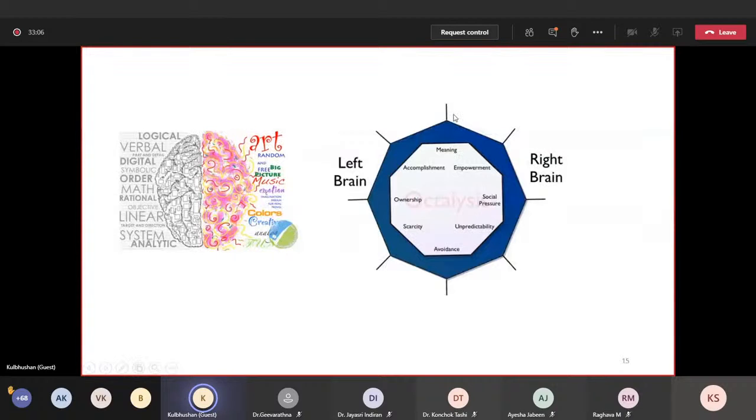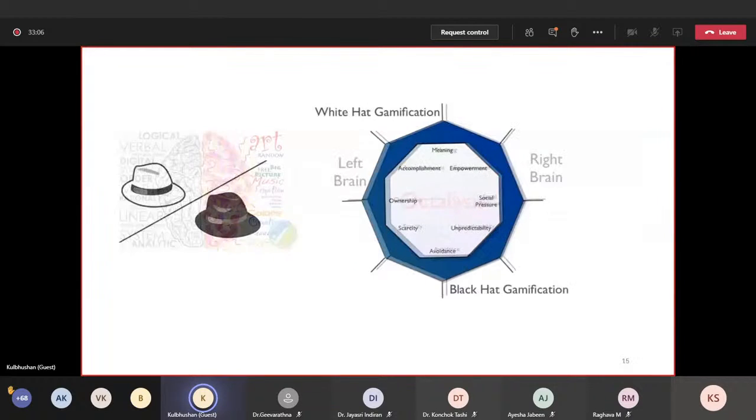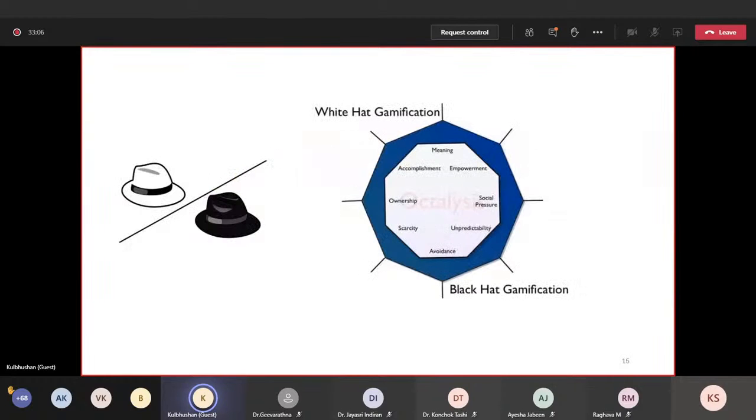We can also divide it into white hat and black hat gamification. The upper core drives are positive core drives, which positively engage the user in an activity. While the lower core drives, scarcity, unpredictability, and avoidance, which is the punishment, are called black hat gamification techniques because they increase the engagement, but in a negative way.